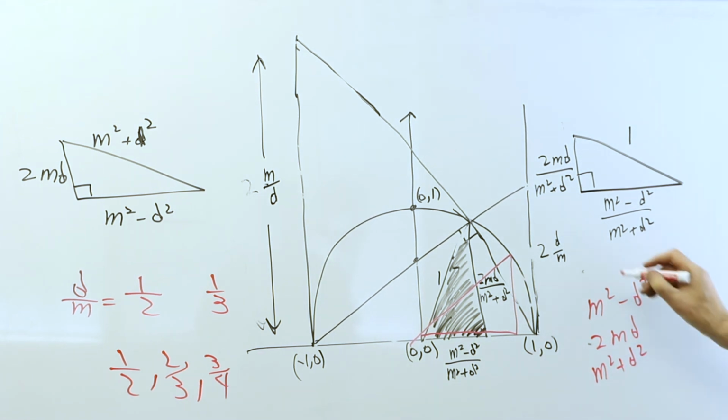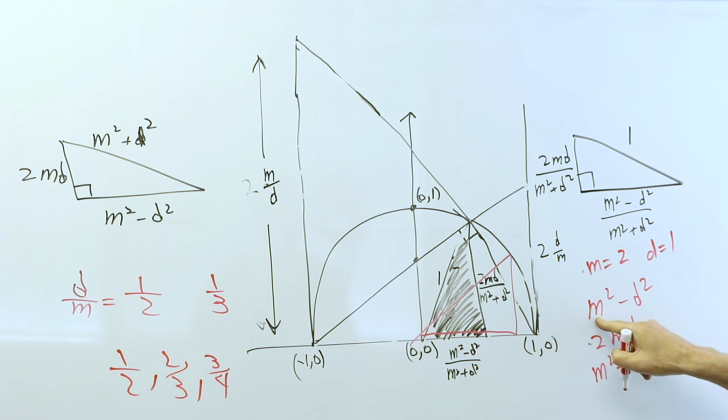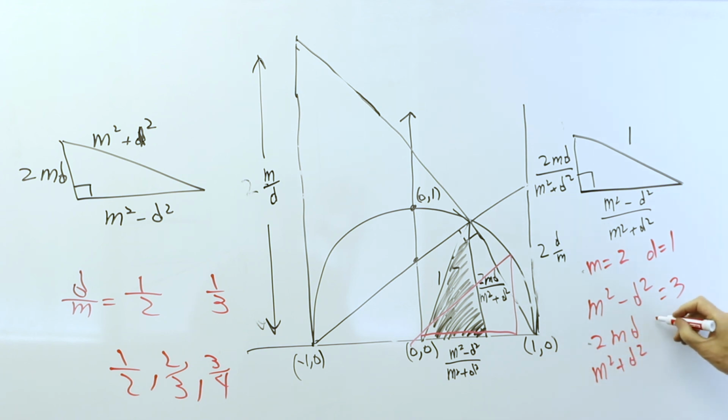So let's let m equal 2 and d equal 1. So again, this is going to be 2 times 2 minus 1 times 1. That's equal to 3. And that's going to be 2 times 2 times 1. That's going to be equal to 4. And that's going to be 2 times 2 plus 1 times 1. That'll be 5. And we get the famous 3, 4, 5 right triangle.